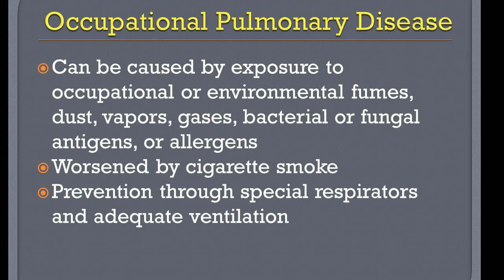Years ago, we didn't know all the hazards when people worked in places like coal mines, and they were exposed to these types of irritants and developed very severe pulmonary disease. If they smoked, obviously the disease progressed faster and was very much worsened by cigarette smoke. Now we know a lot more about these irritants, and when people are exposed to these types of environmental contaminants or pollutants, we advise special respirators and adequate ventilation to protect the lungs from any kind of serious injury.